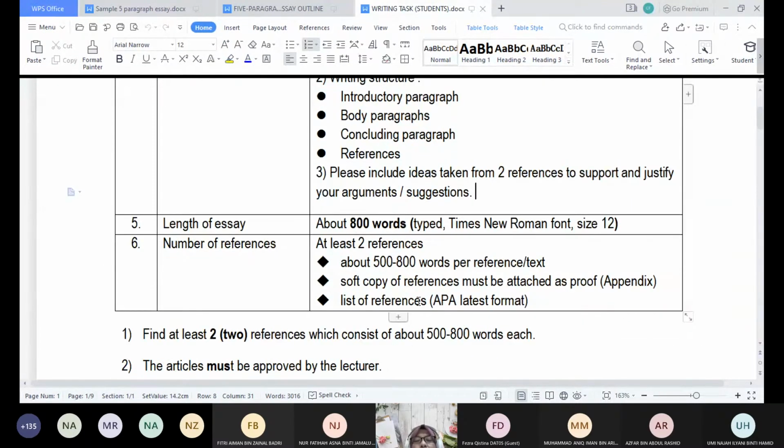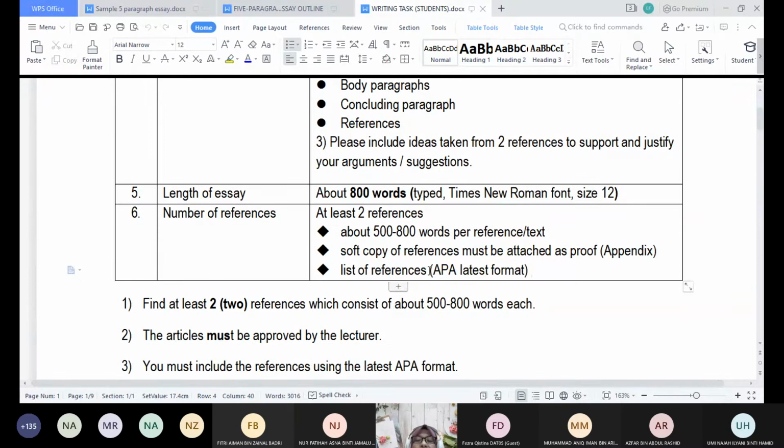Okay, so now you see, soft copy of references must be attached. So at the end, after you have typed everything and finished your essay, another page will be references, the two articles that you have found, which you attach together. All PDF, I think PDF, you will send to me in PDF format. So you will name that page as appendix. The title for the page, appendix. Okay, list of references.